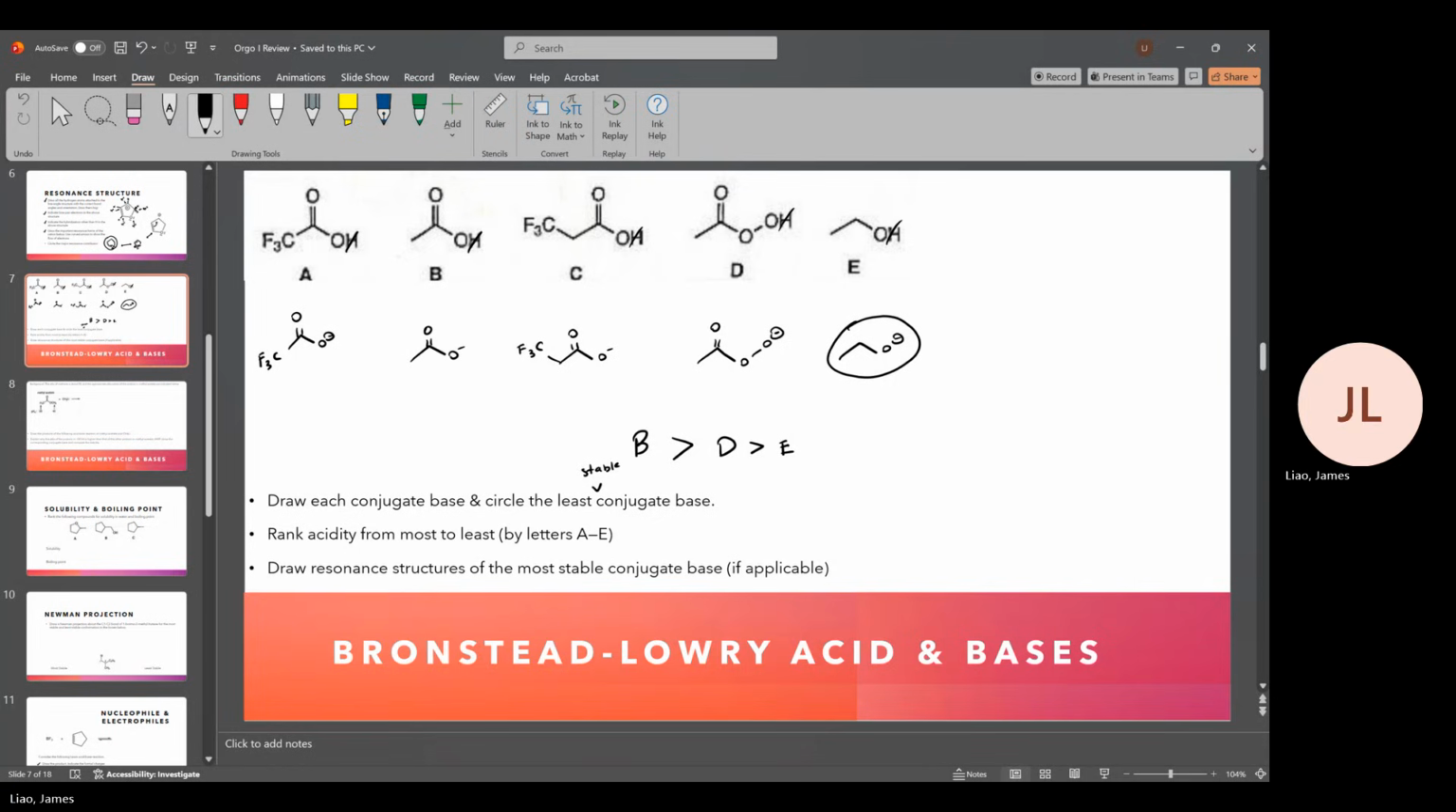So if we don't have the inductive effect, then we don't have that availability for it to be much more acidic. So that's why B has to be the next acidic. So it's going to be the middle.